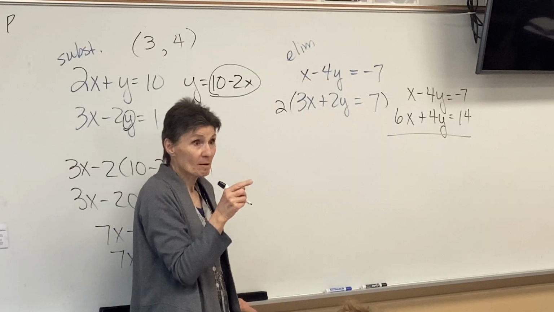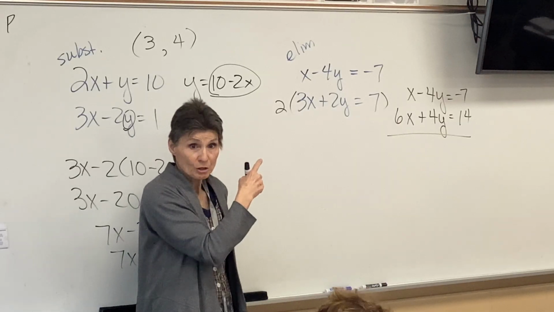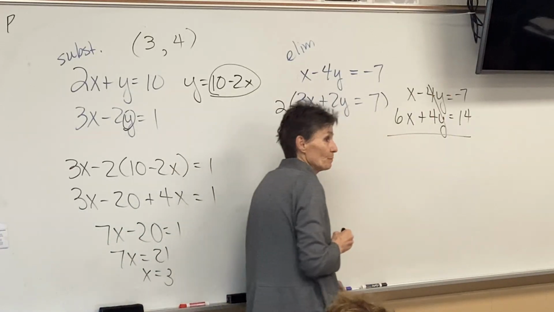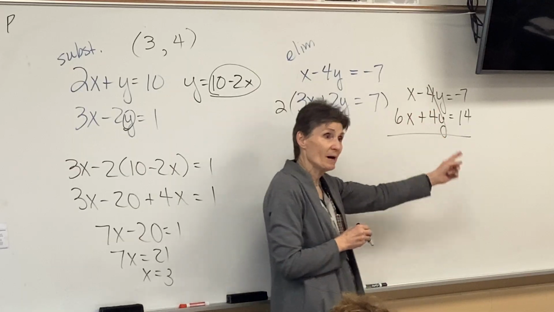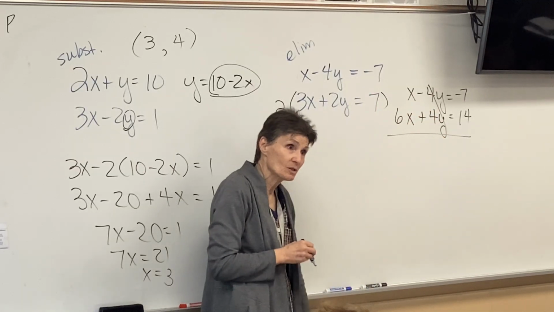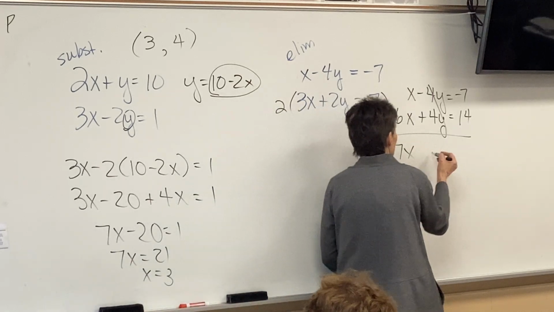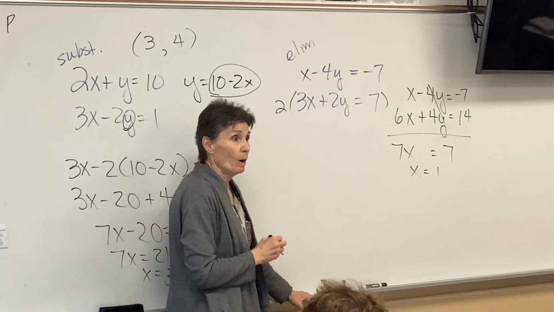Now, could you have done something different? Absolutely. But does that make sense to you, what you did? Because these are now gone. Remember, one has to be negative and one has to be positive so that they will cancel each other out. So 7x equals 7, and it looks like x equals 1.